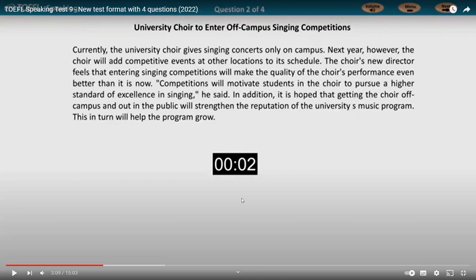So it says, currently, the university choir gives singing concerts only on campus, okay? Next year, however, the choir will add competitive events at other locations to its schedule. The choir's new director feels that entering singing competitions will make the quality of the choir's performance even better than it is now. Competitions will motivate the students in the choir to pursue a higher standard of excellence in singing, he said. In addition, it is hoped that getting the choir off campus and out in the public will strengthen the reputation of the university's music program, and this in turn will help the program grow.